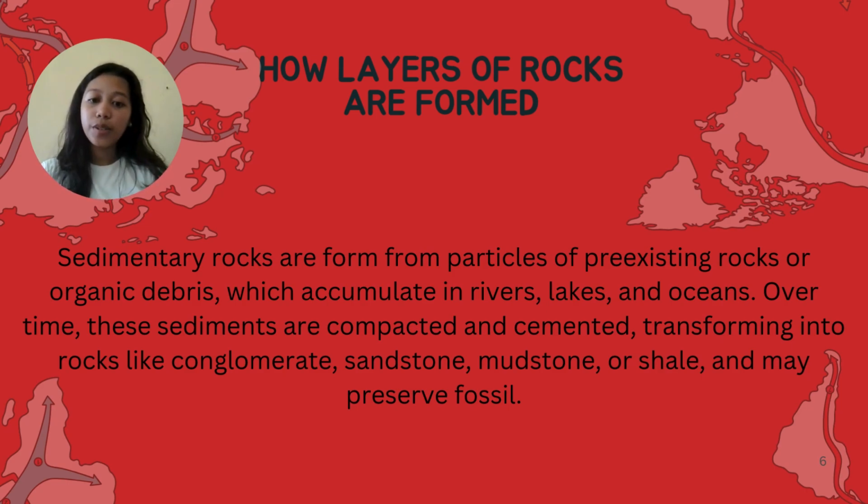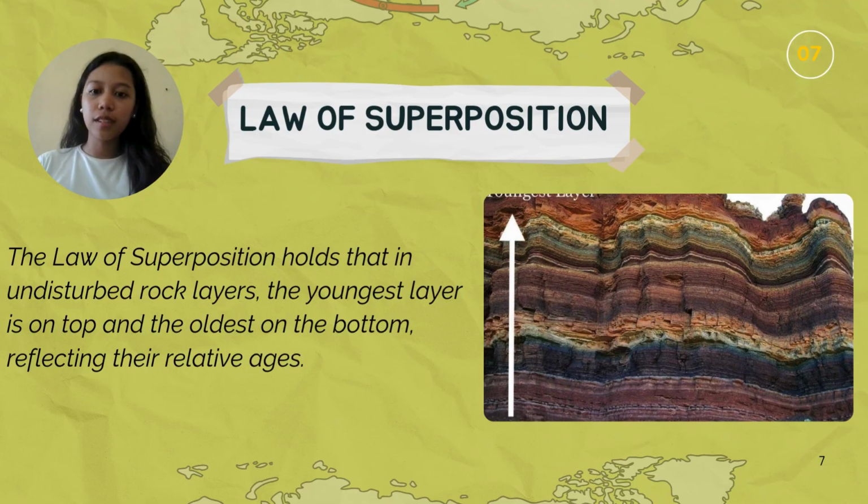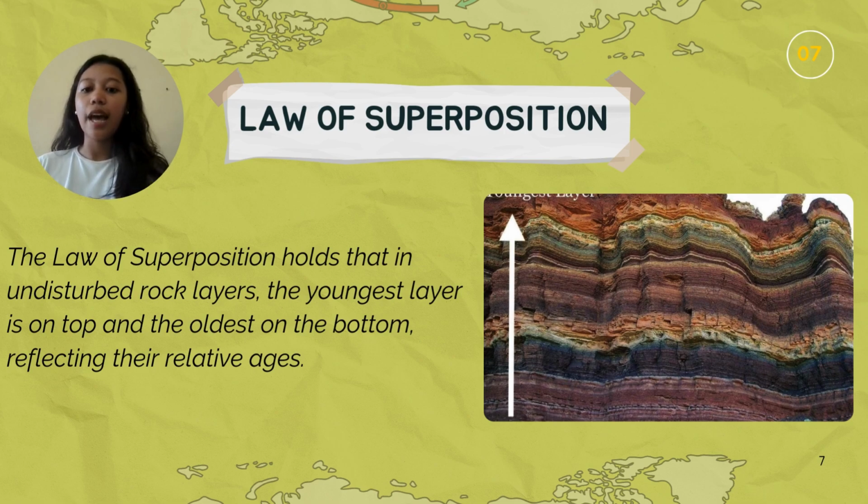Layered rocks may also result from successive lava flows or from the formation of extrusive igneous rocks. So here are the laws of how layers of rocks are formed. First, the law of superposition. The law of superposition holds that in undisturbed rock layers, the youngest layer is on top and the oldest on the bottom, reflecting their relative ages. So this indicates the relative ages of rocks and the fossils in them.